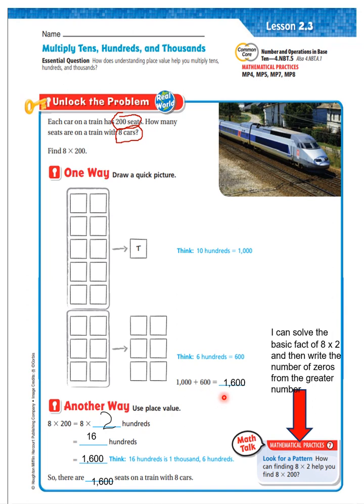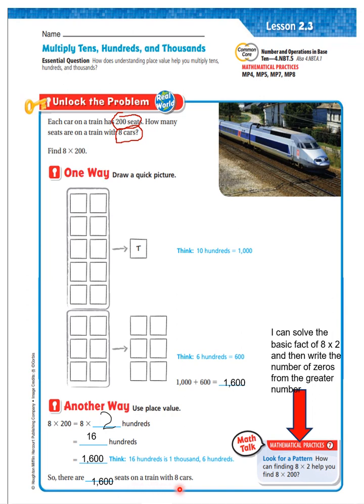Now, there's another way to use place value. We can say 8 times 200 equals 8 times 2 hundreds, which equals 16 hundreds, which equals 1,600. So there are 1,600 seats on a train with 8 cars.